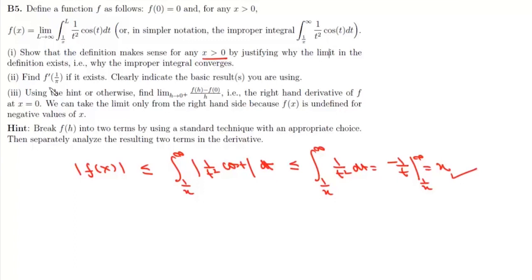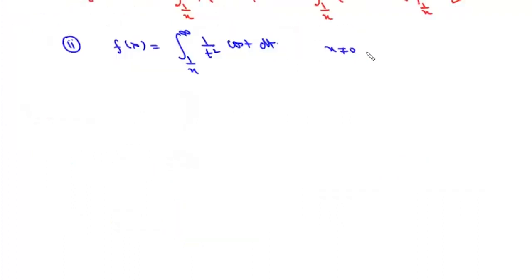And the second part says find f dash 1 upon pi if it exists, and clearly indicate the basic results you are using. Now we are given this function fx, which is this integral from 1 upon x to infinite 1 upon t square cos t dt. Now if x is unequal to 0, we can use Newton-Leibniz formula.